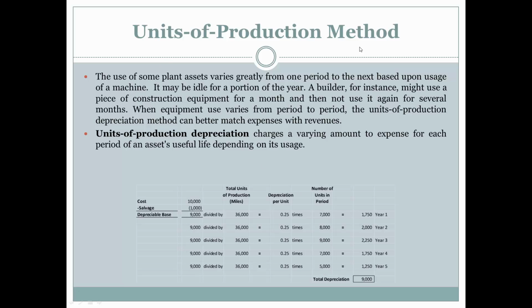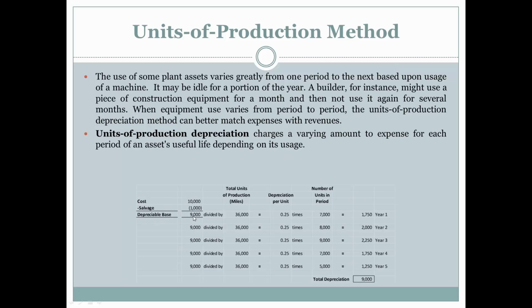Next, let's look at the units of production method. The use of some plant assets varies greatly from one period to the next based upon usage of the machine. It may be idle for a portion of the year. A builder, for instance, may use a piece of construction equipment for a month and then not use it again for several months. When equipment use varies from period to period, the units of production method can better match expense with revenues. Units of production depreciation charges a varying amount. So straight line is the same amount of expense each period. Units of production uses a varying amount for each period depending upon its usage.